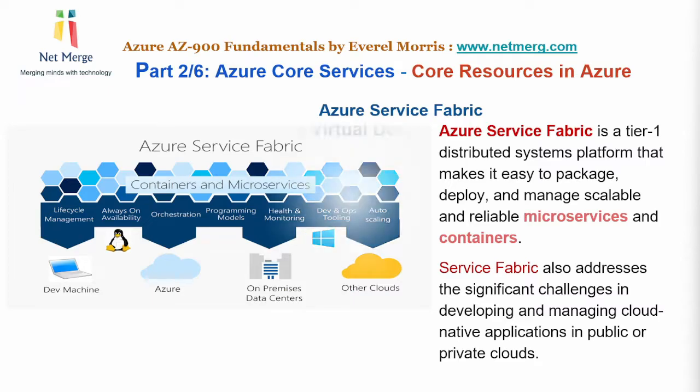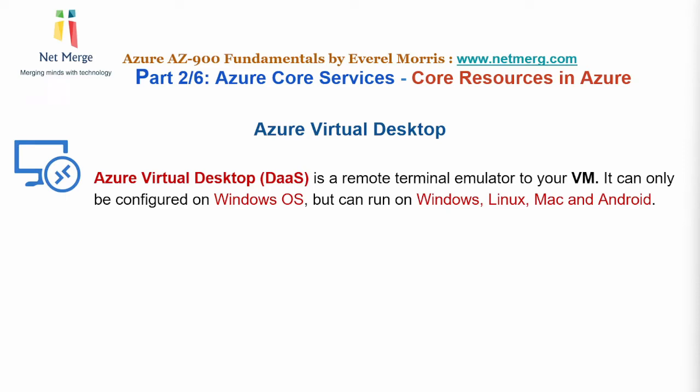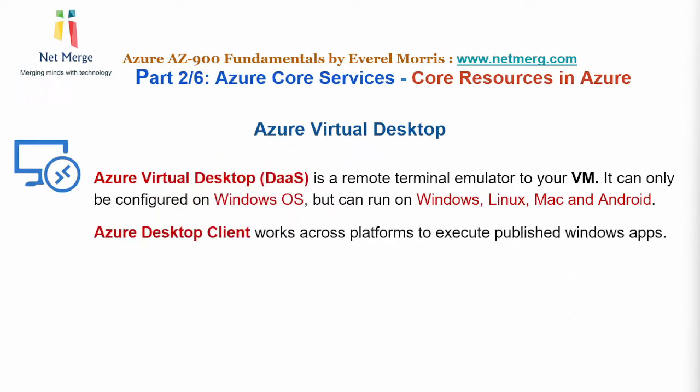That was not on your course outline, but I figure I'll show it to you. Let's look at a virtual desktop. Virtual desktop, or desktop as a service, is a remote terminal emulator for your virtual machine. It can only be configured on Windows, but it can run on Windows, Linux, Mac, or Android OS. But you need to understand you could only configure Azure Virtual Desktop in a Windows environment.